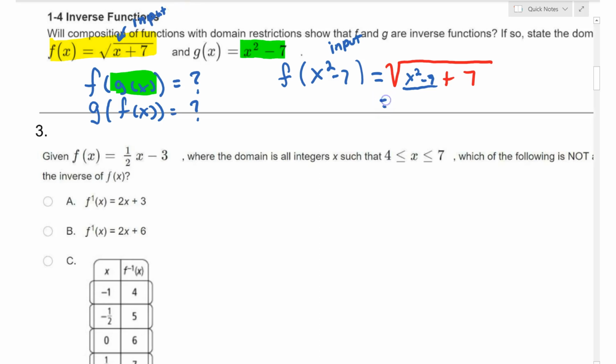So now we're going to go ahead and do some algebra. Negative 7 plus 7, that's 0. We're left with x squared. And the square root of x squared is x. Okay.